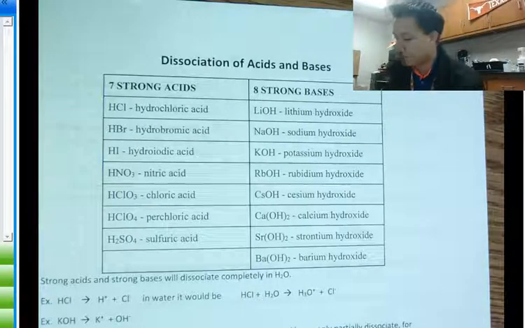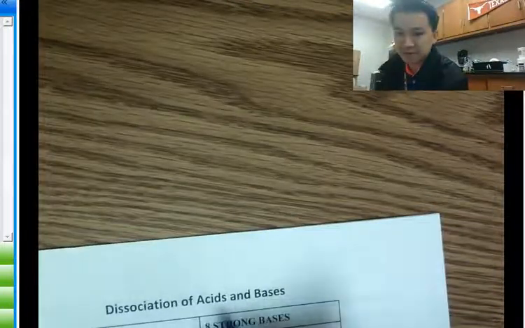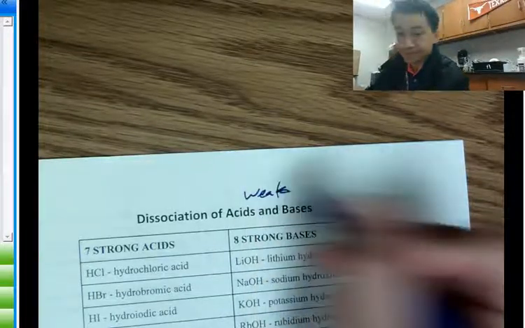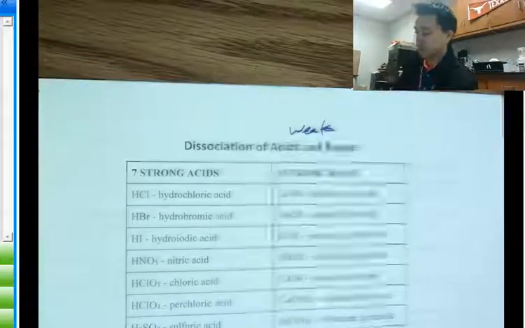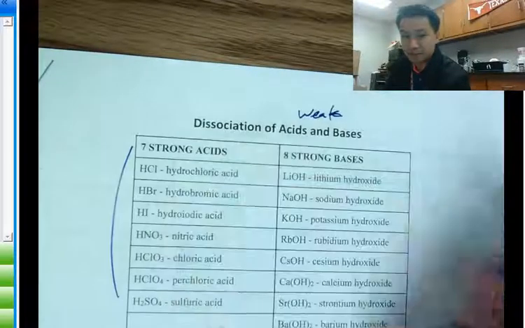This is a video about dissociation of acids and bases, specifically weak acids and bases. Okay, so by now we know that there's a list of strong acids and strong bases, and here they are. You just have to memorize these.